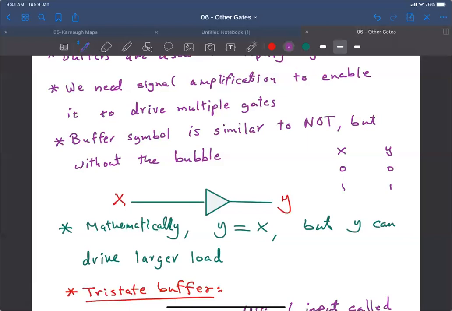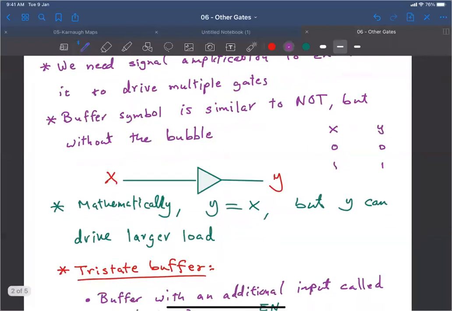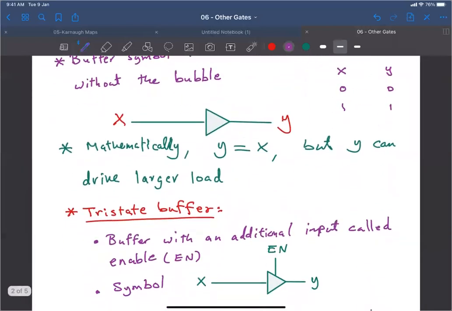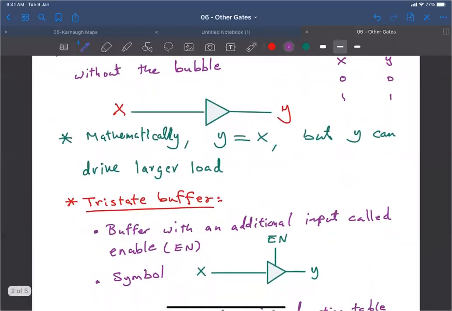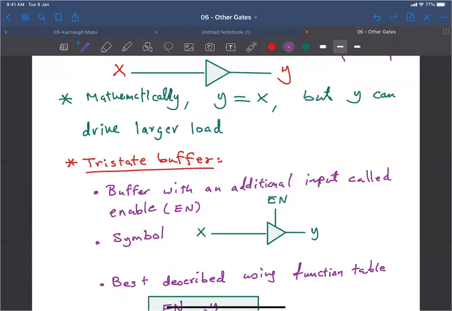Now moving on to the tri-state buffer. A tri-state buffer, on the other hand, is a buffer, but with a third state. We usually have in binary only two states, 0 or 1. But a tri-state buffer has a third state in addition to 0 and 1, which is the high impedance state.